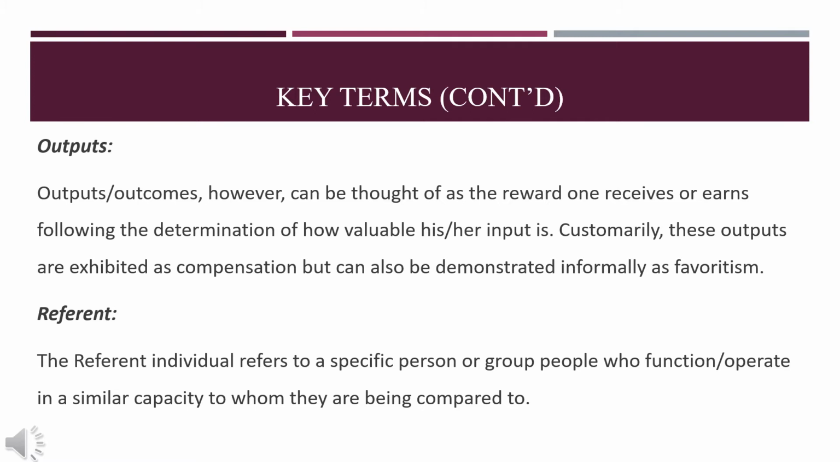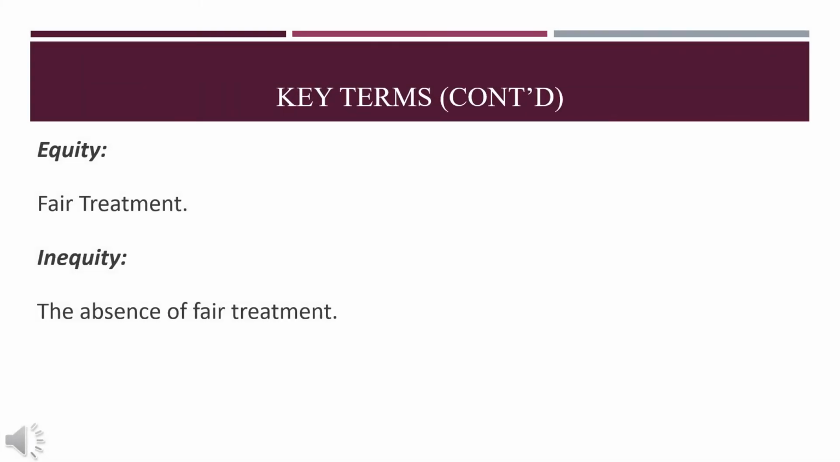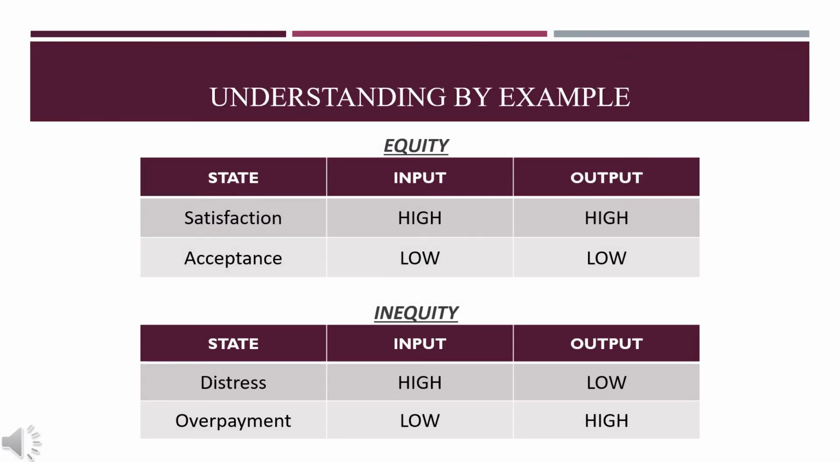The reference individual refers to a specific person or group of people who function or operate in a similar capacity to whom they are being compared. Of course, equity would be fair treatment, and its opposite, inequity, would be the absence of fair treatment. As you can see by the presented table, equity can be subdivided into two states, satisfaction and acceptance.